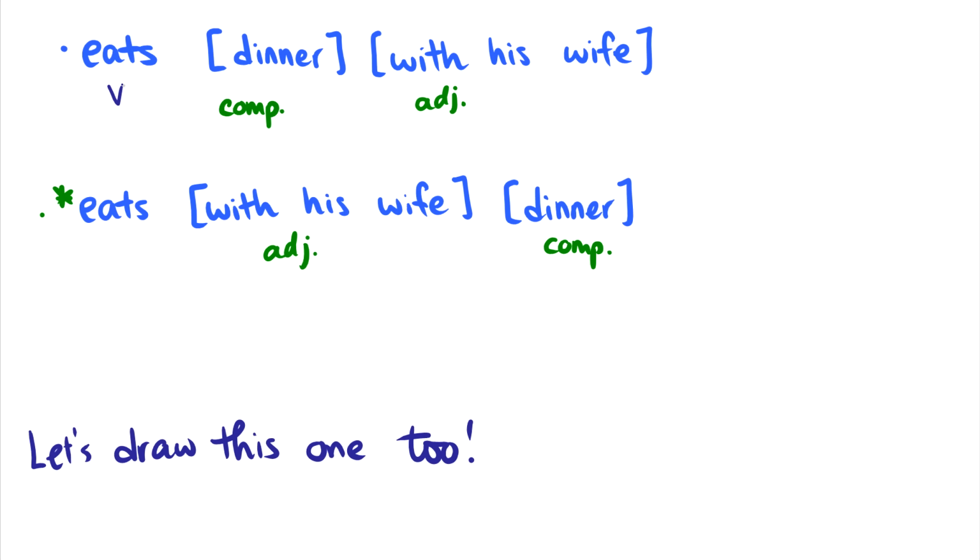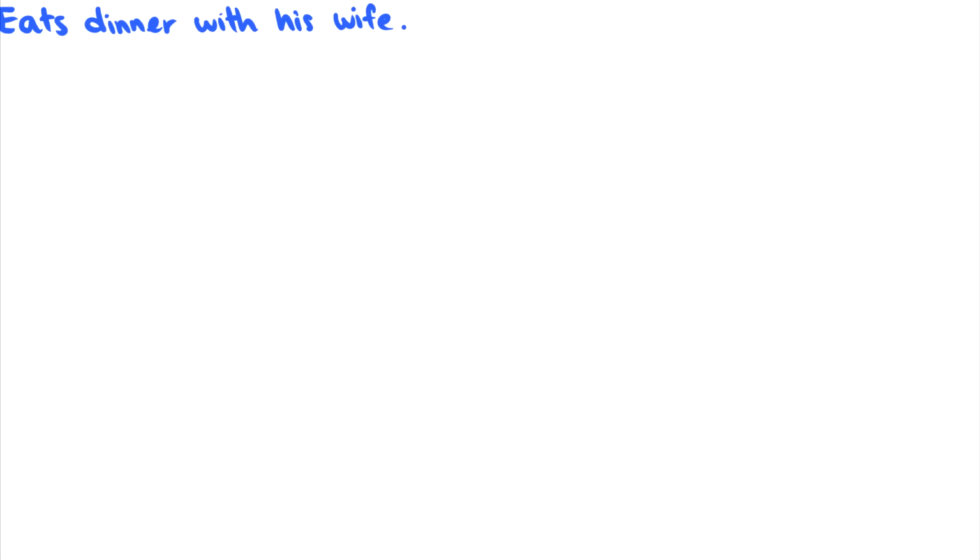Okay, let's draw this one too. Let's draw eats dinner with his wife. So this is a verb phrase. So with his wife is an adjunct. Dinner is a complement. So we don't have any specifiers. We can go straight to a V-bar level. But with his wife is going to be an adjunct, so it's daughter to a V-bar and sister to a V-bar.